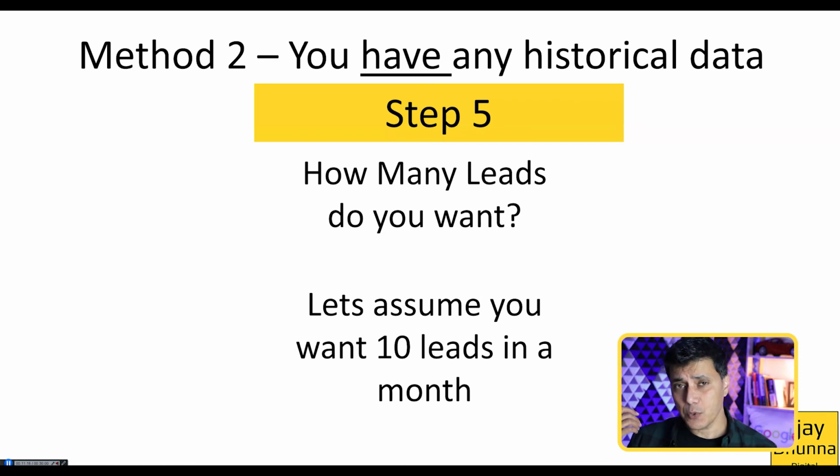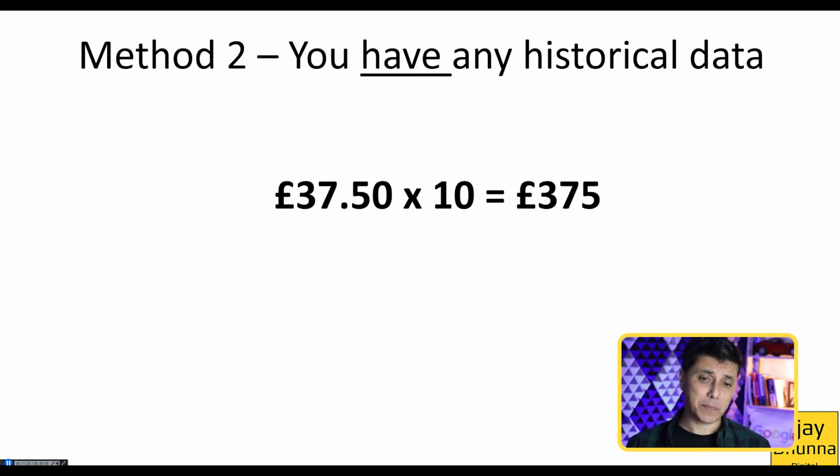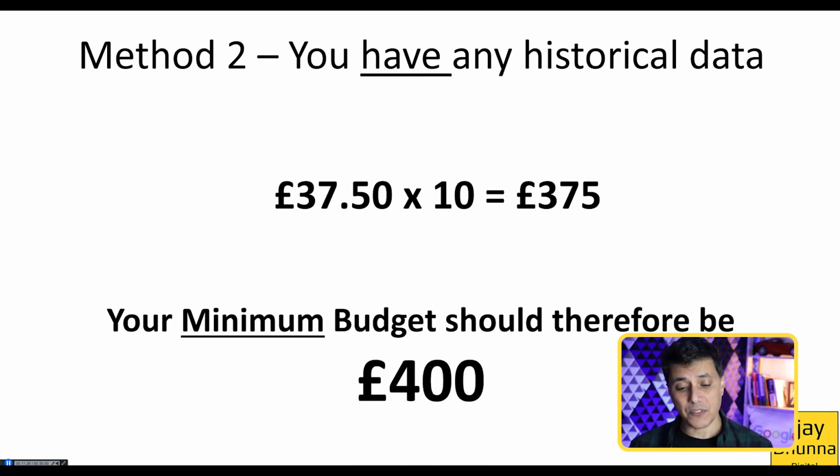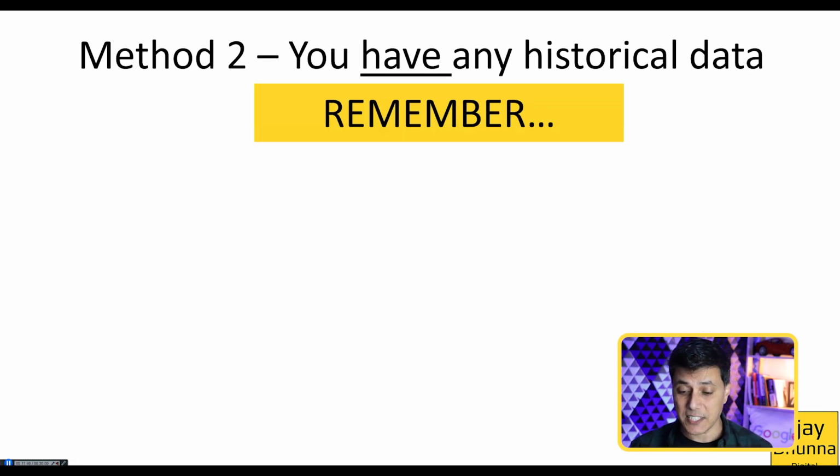Let's say, for example, you want 10 leads. So what you do then is simply do the maths: cost per lead, £37.50, multiplied by 10, which is £375. There is your monthly budget. But obviously, if you round it up, your minimum budget needs to be £400 in this case, assuming that your cost per lead is £37.50 and you want to generate 10 leads.